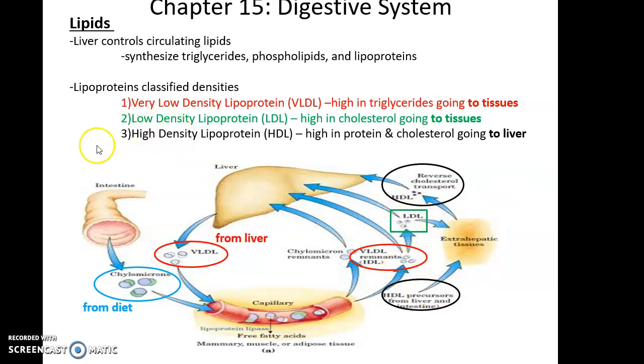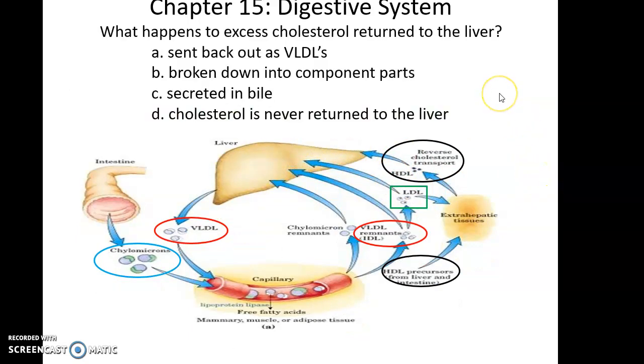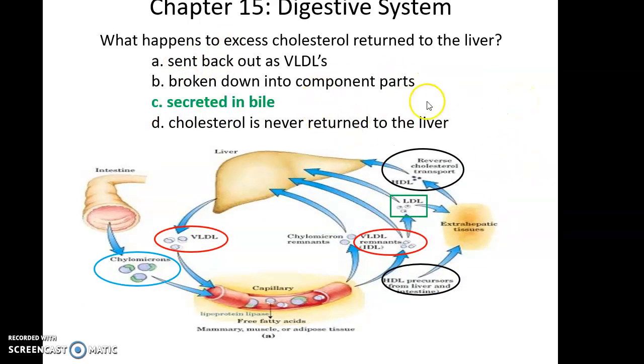The liver also produces high-density lipoproteins, so it produces the high-density protein part that goes out to the tissues, and then the high-density lipoproteins collect the cholesterol. So the HDLs collect cholesterol from the tissues and return it to the liver, which then sends the cholesterol out into the bile. Oops, I answered the question. Secreted in bile. So excess cholesterol is secreted in bile.